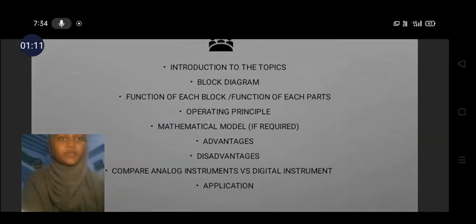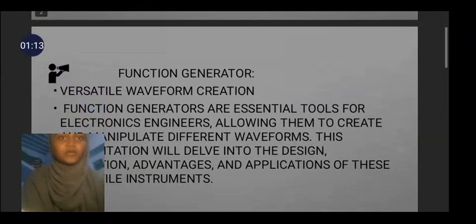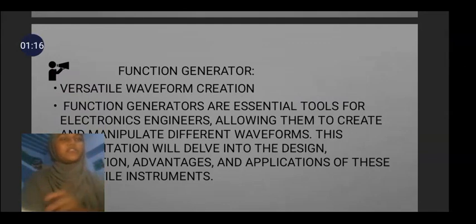So these are the topics that we are going to discuss today. So what is a function generator? A function generator is a type of electronic equipment that generates repetitive waveforms such as sine waves, sawtooth waves, triangular waves, square waves, and like that. So, in summary, a function generator is a versatile test equipment that can generate various waveforms and is essential for testing, designing, and troubleshooting electronic circuits and systems.